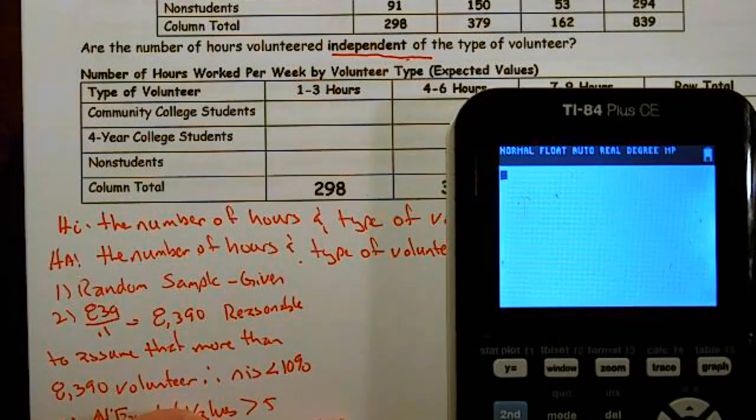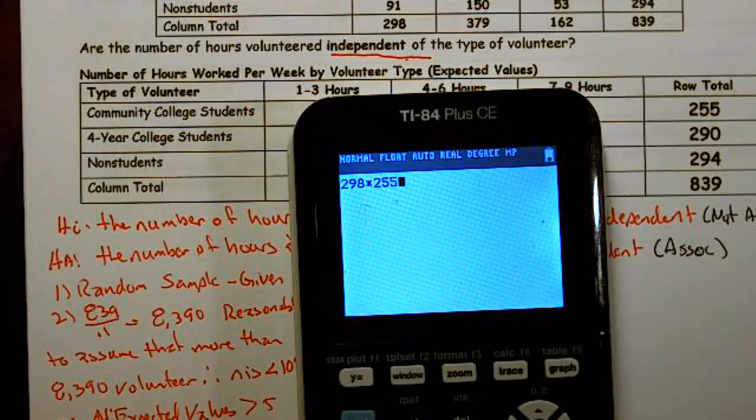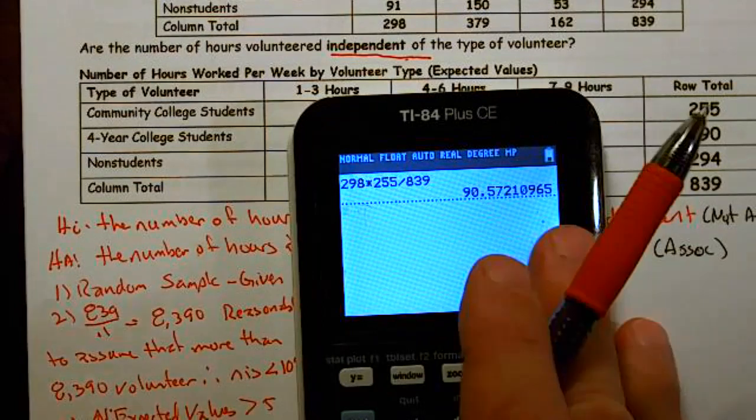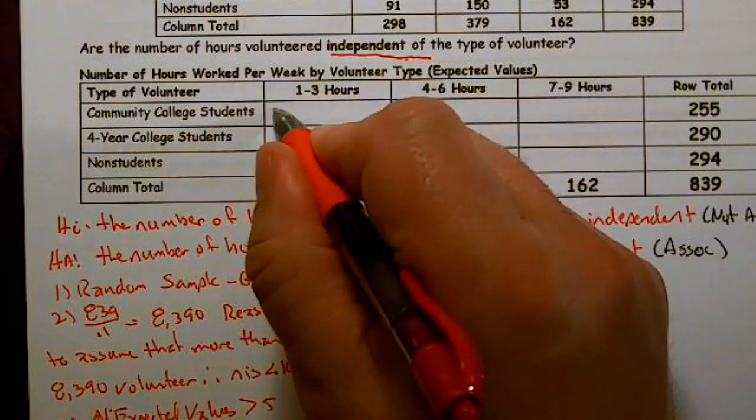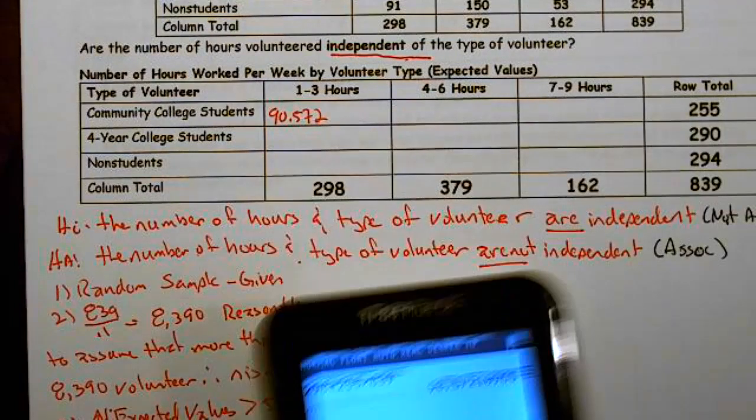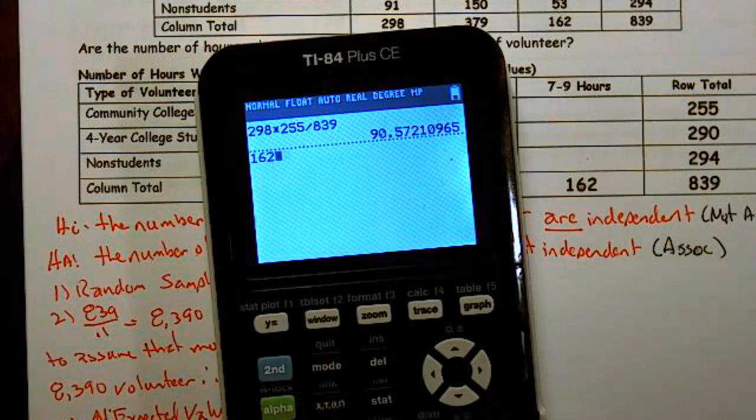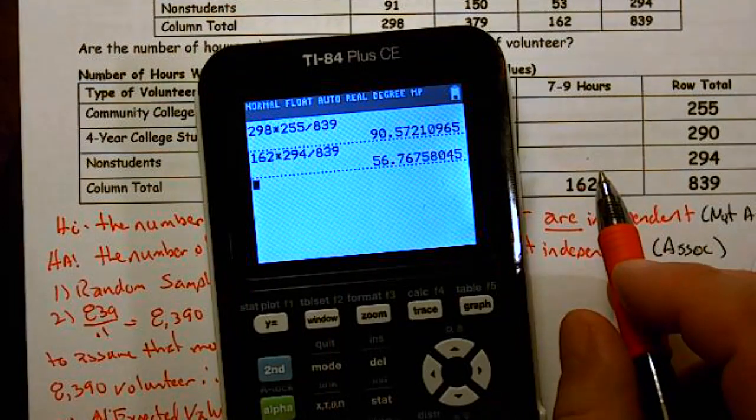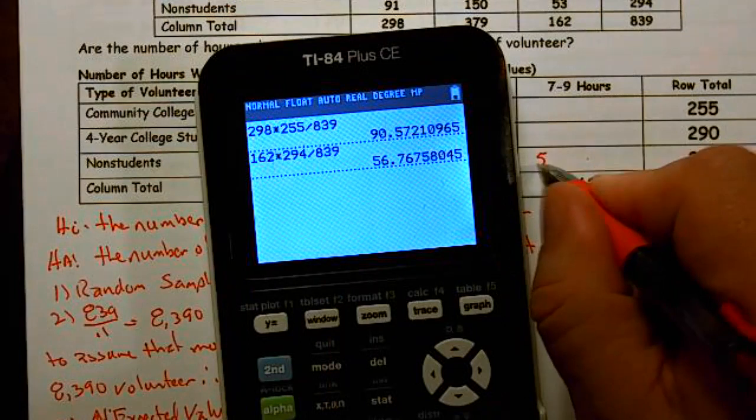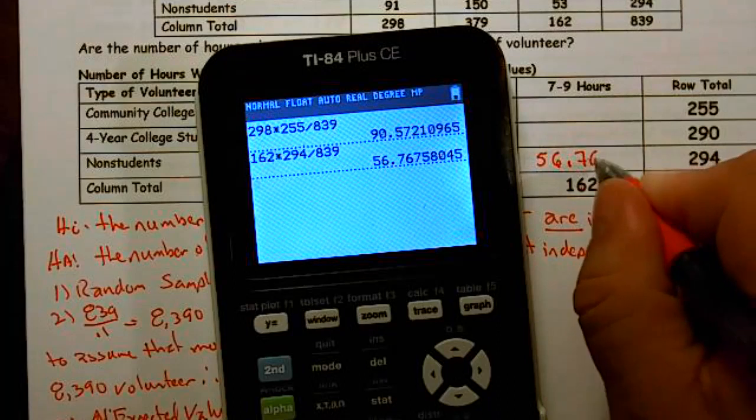So I'm going to go 298 times 255 divided by 839. And that gives me 90.572. And let's say I want to do this one right here. Well, I can go 162 times 294 divided by 839. And I get 56.768.